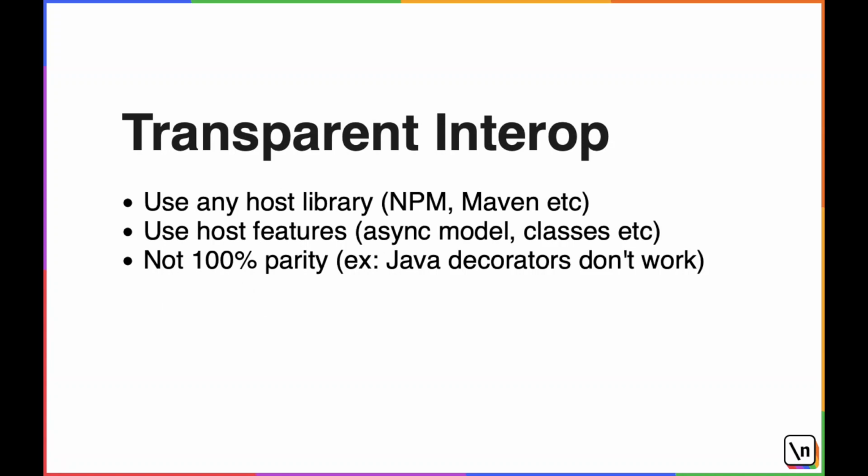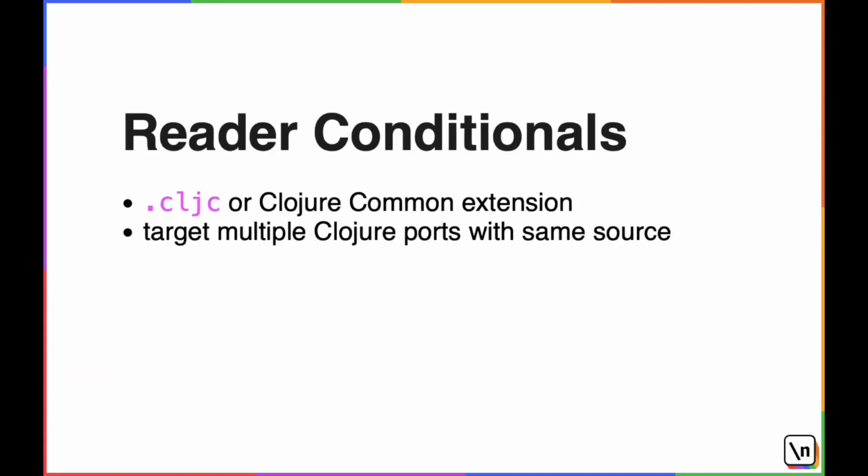Clojure provides constructs to interact with the host language. You can use any library in the host ecosystem and most of the language features available at the host. This means that when you're writing ClojureScript, you have access to JavaScript promises, and when you're writing Clojure, you have access to Java's async model. It is also possible to write code that targets multiple runtimes at once. This can be achieved using the concept of reader conditionals and Clojure common files. This is an advanced topic and we will not delve into this at the moment.